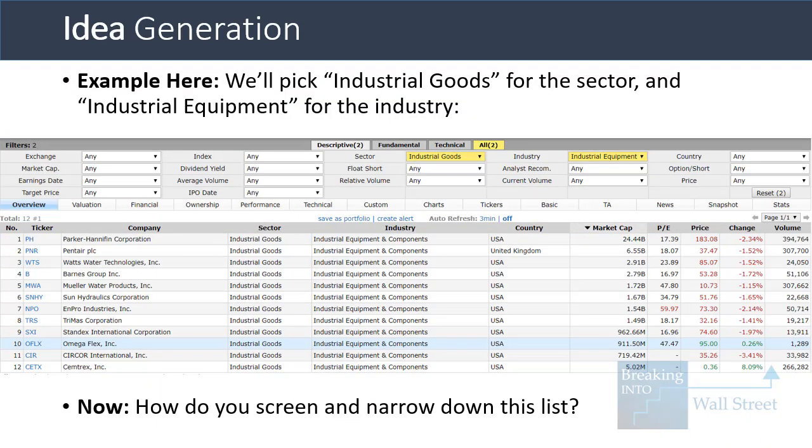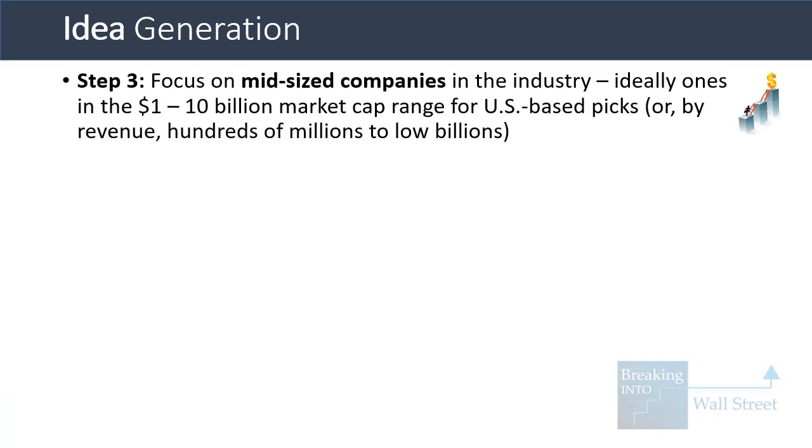Now, how do you screen and narrow down this list once you have the set of 12 companies? First off, you want to focus on mid-sized companies in the industry, ideally ones that are in roughly the $1 to $10 billion market cap range if you're working with US-based companies. If you're doing this based on revenue, maybe something with hundreds of millions of revenue to perhaps the low billions. So you get mid-sized companies in the industry. You don't want to pick giant conglomerate companies. You also don't want to pick micro-cap companies because they both have different problems and tend to be harder to use in stock pitches.